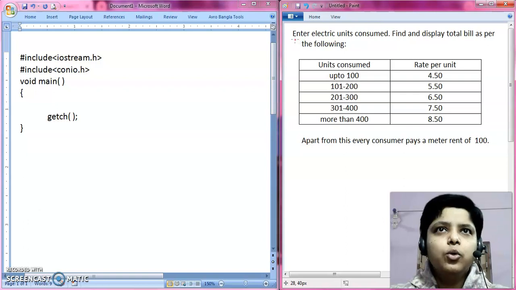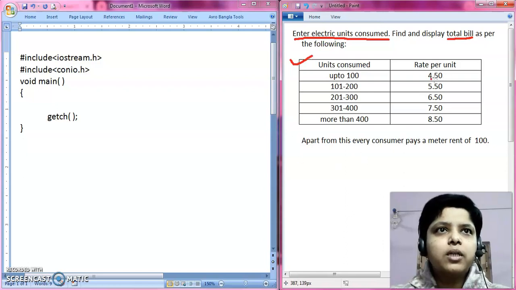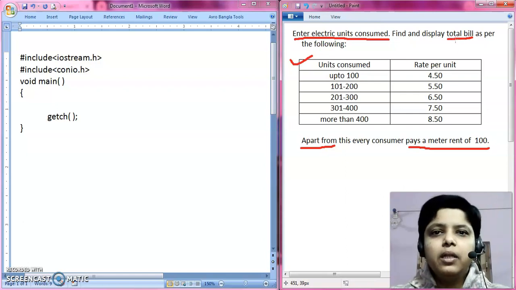It asks you to enter how much electricity is consumed in your household, and you have to calculate the total bill as per the given table. It also says that apart from the rate per unit on your units consumed, you have to pay a meter rent of rupees 100. Apart from means additionally. Let's first calculate the total bill depending on this rate.